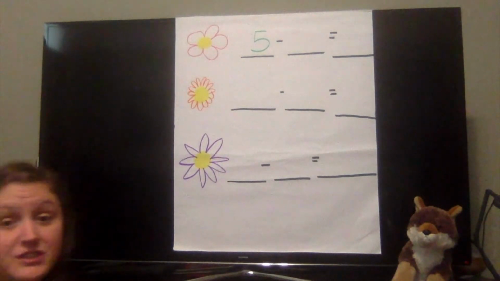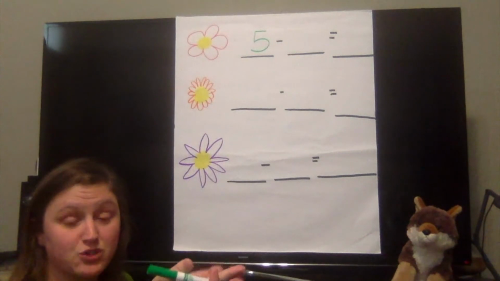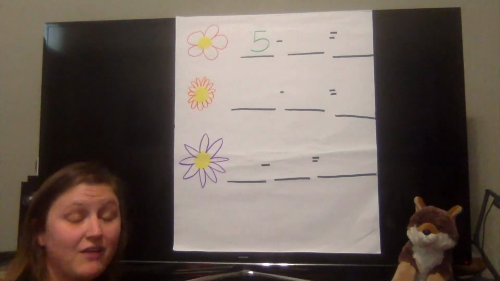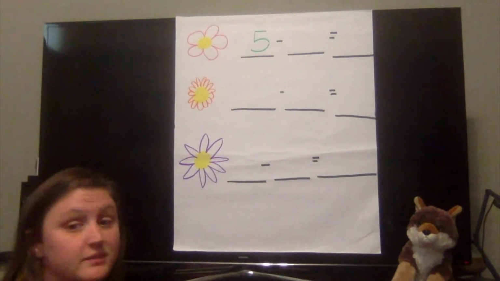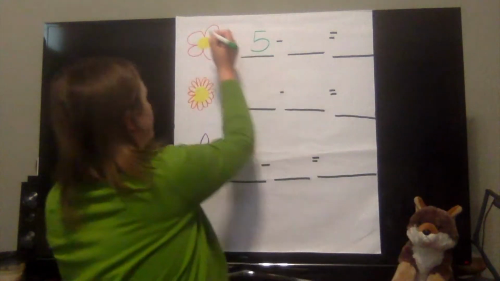Now remember, if you're subtracting, you're taking away. Addition brings together, subtraction takes away. So what I'm going to have you do next is just cross out a few of the petals, however many you want. You're making your own math equation. So I'm going to say, I'm going to take out 2.